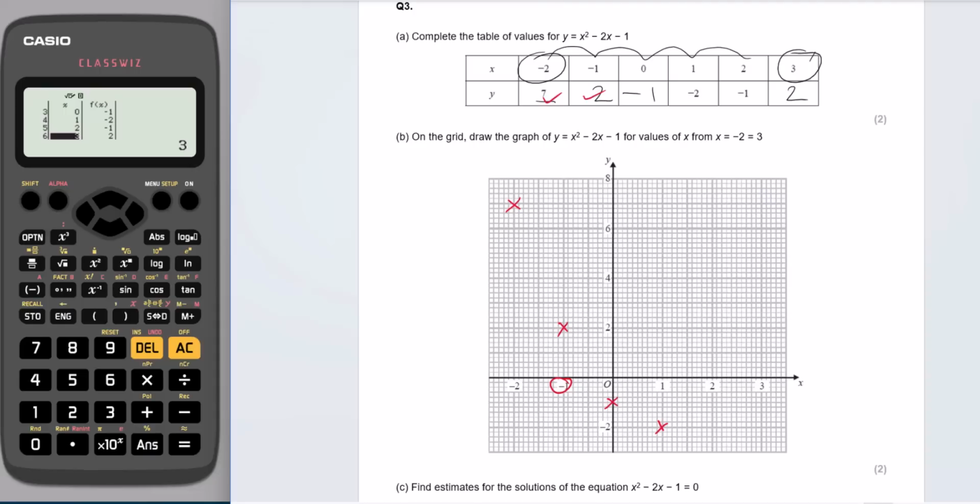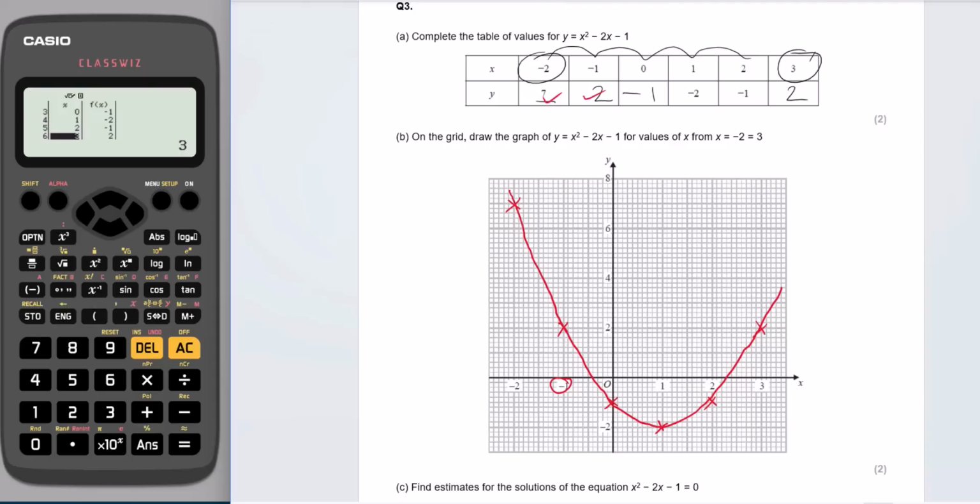And then 2 minus 1, 2 minus 1. Around about here, and then 3, 2. So 3 and 2 up, 3 plus 2 up. Let's go ahead and join the points freehand. Don't use straight lines or a ruler. Try to be as accurate as possible.